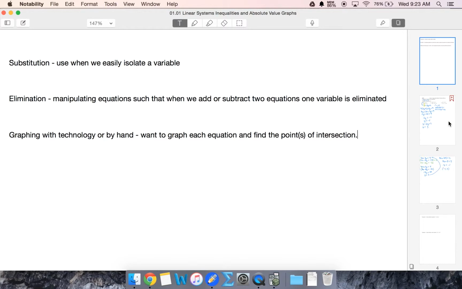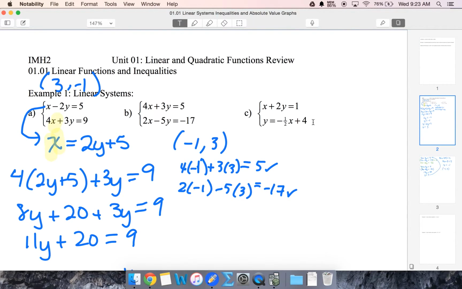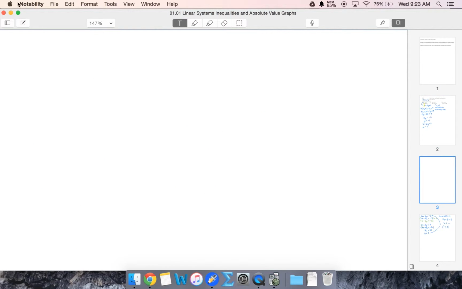So let's look at our two equations here. If I'm going to graph this by hand, then I can just look for points that make this equation true. Let me move into another page again. Okay, so now we're going to look at example C.